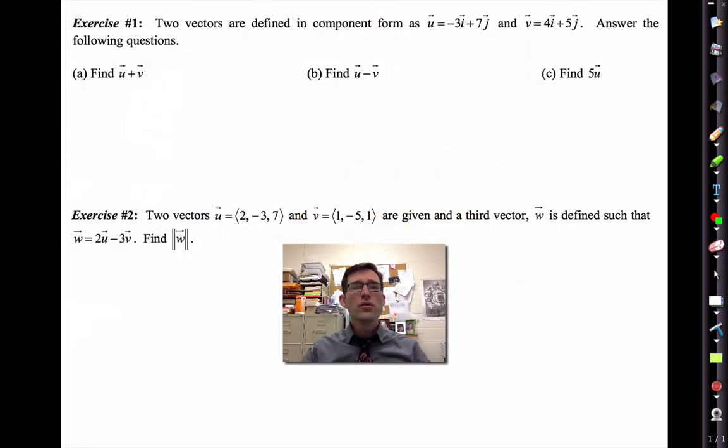Alright, so we've got two vectors in exercise 1 given, vector u and vector v. And what we want to do is we want to find out what their sum is, what their difference is, and what 5 times vector u is. Now, these operations are so easy that most of the time students can do them without any issue because their intuition is correct. So what I'm going to do is I'm going to ask you to pause the video and see if you can figure out the answers to each one of these. All right, let's go through them.